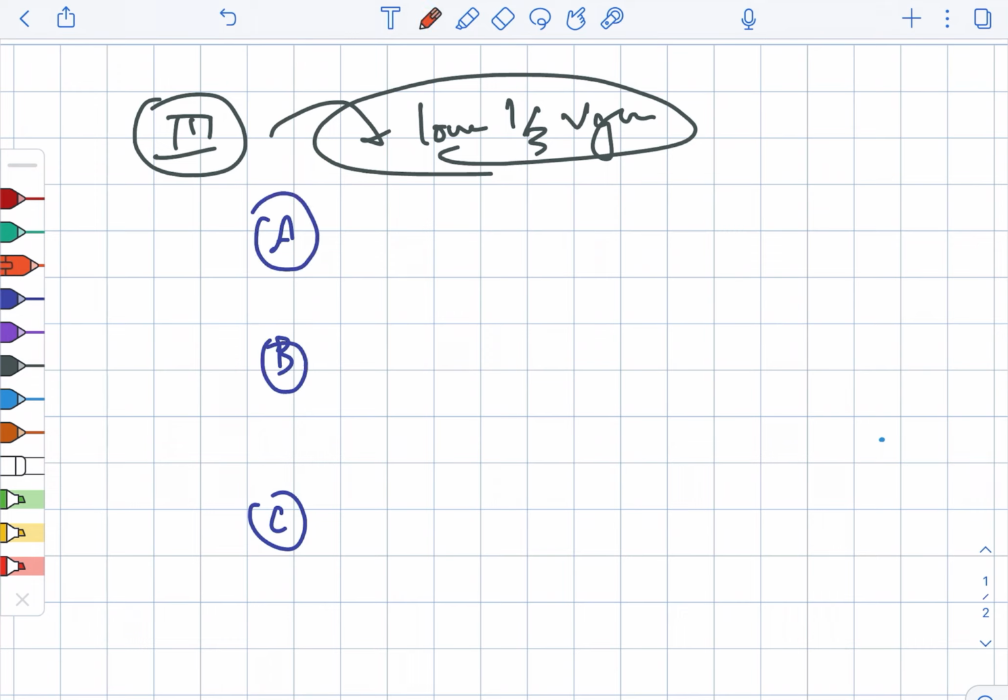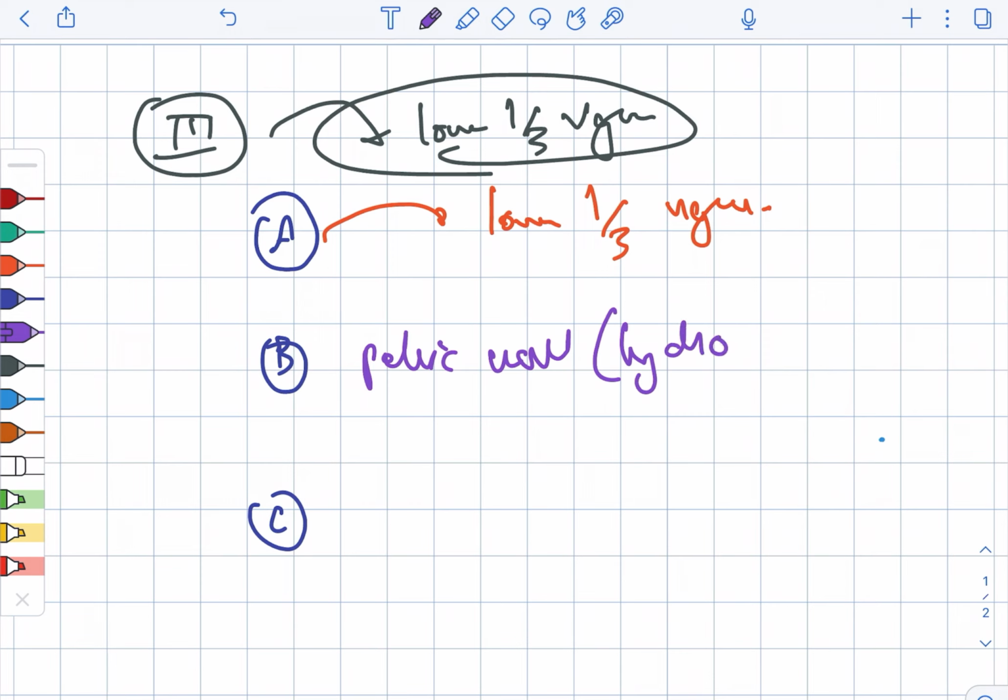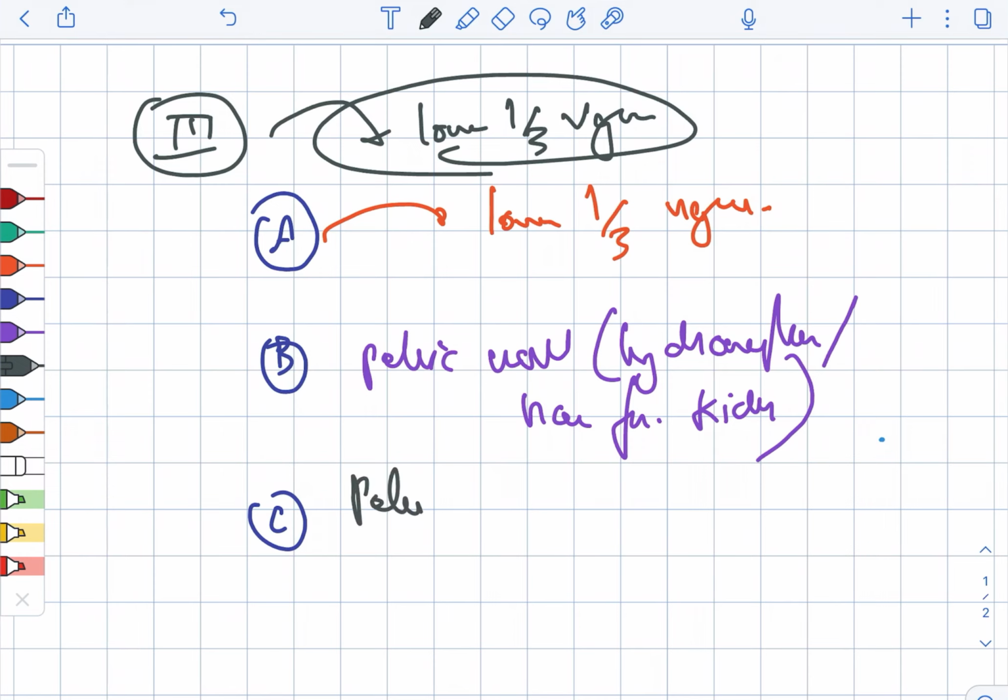So in case of A, it extends to the lower 1/3 of the vagina, and then looking at B, it extends to the pelvic wall. That is the hydronephrosis and the non-functioning kidney. Now we look at C. C is involvement of the pelvic and para-aortic lymph node. Pelvic as well as the para-aortic lymph nodes, and this is irrespective of the tumor size and the extent.